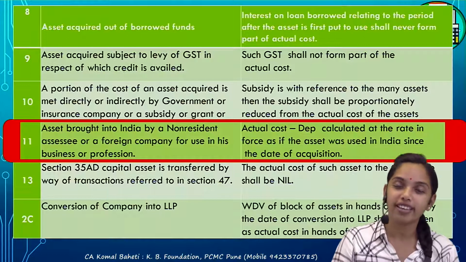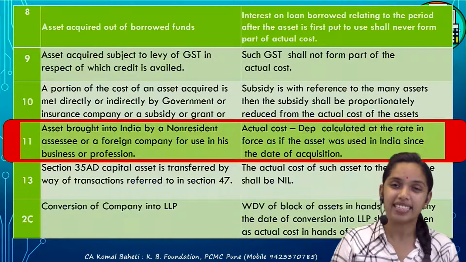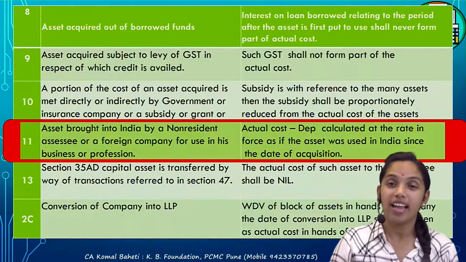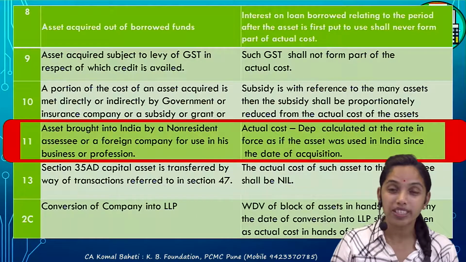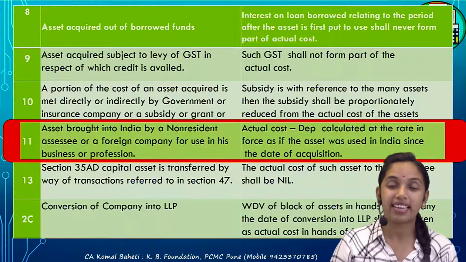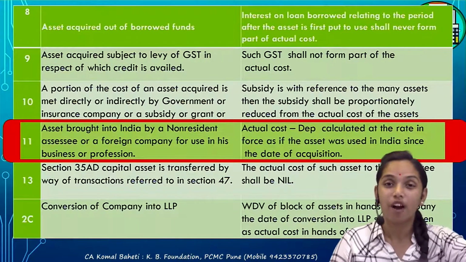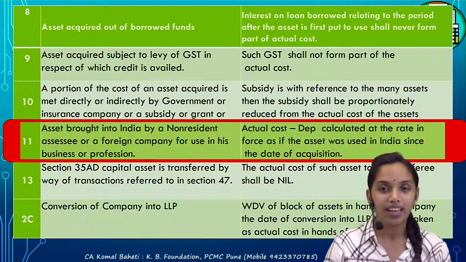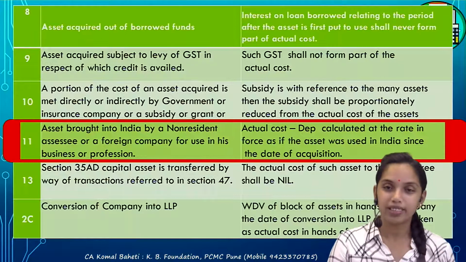But for the non-resident, it says that if any asset had been bought from outside India and used outside India, then brought to India and used in India for the business purpose, then the cost of acquisition is less the depreciation that would have been allowed if it had been used in India from the beginning. Are you clear with it? So basically it is a WDV.